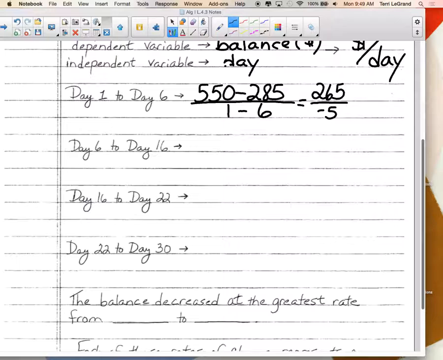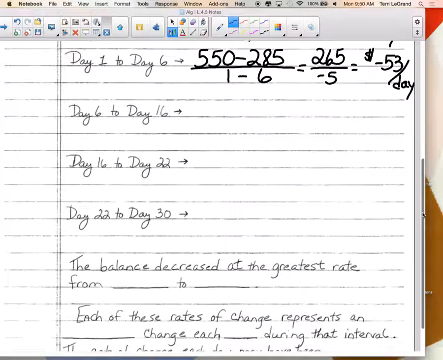265 divided by 5. Positive divided by a negative. Negative 53. And that's negative 53 what? Per what? Dollars per day. So we just found out how many dollars per day, on average, that bank balance decreased over that time interval.